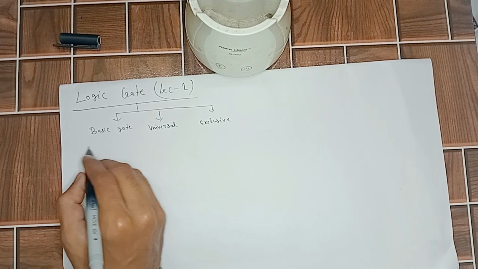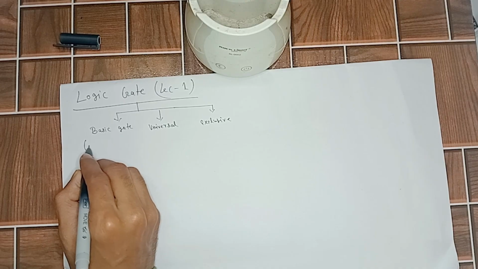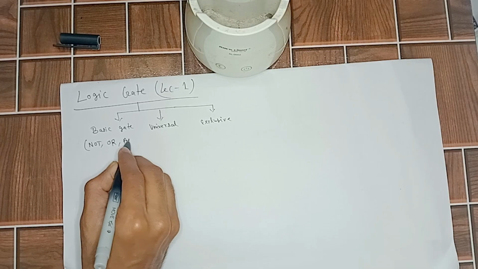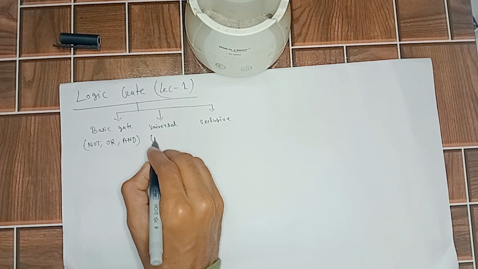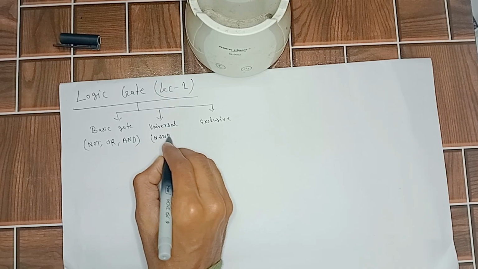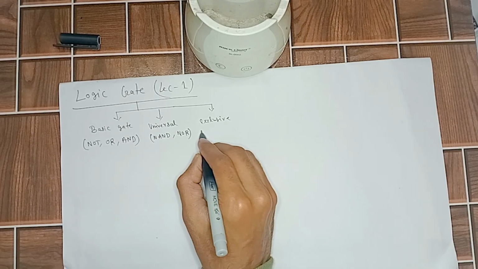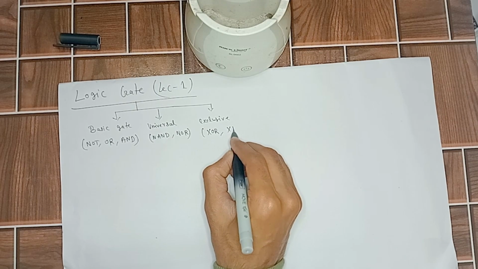Now the basic gates have three examples, right? NOT, OR, AND. Okay, and universal are NAND and NOR, and exclusive are XOR and XNOR.